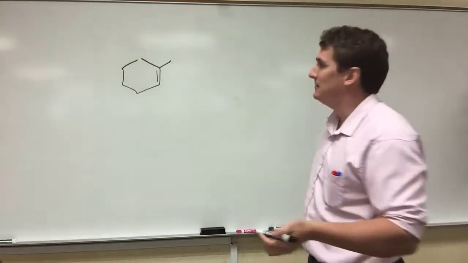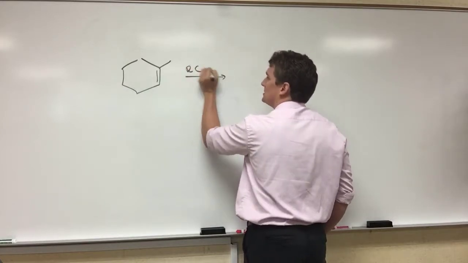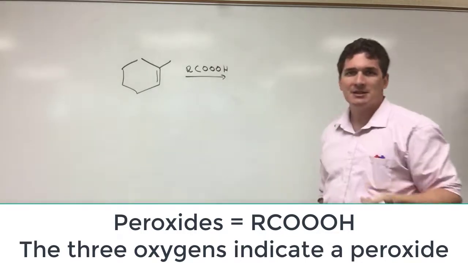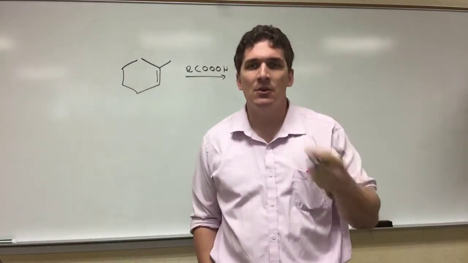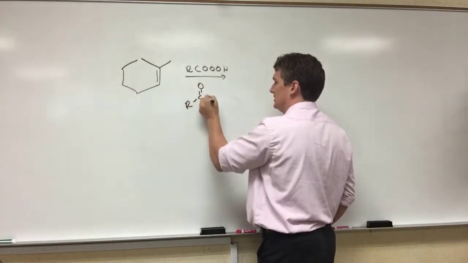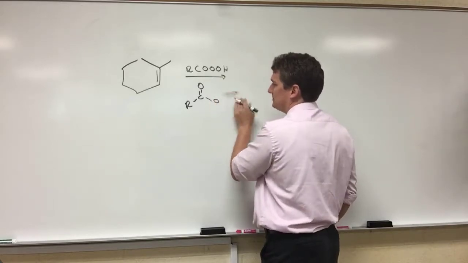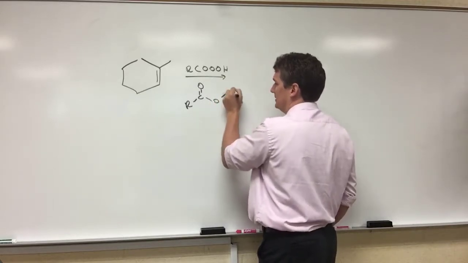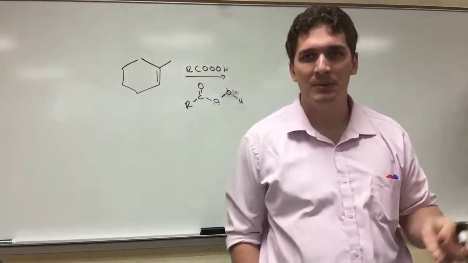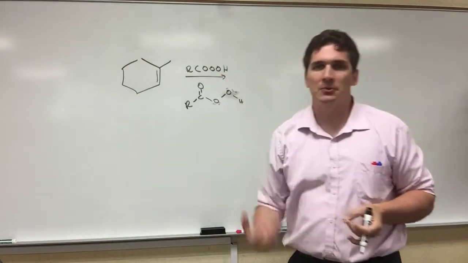The way we identify a peroxide is RCO3H. A carboxylic acid, we usually designate with RCOOH, because a carboxylic acid looks like this. Your peroxide has an additional oxygen in there, so it's in that carbon chain. So when we see an R, C, 3 O's, H, we are working with the peroxide.